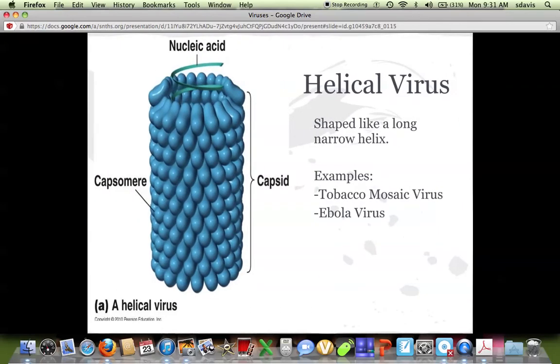So going to that second structure of a virus, there's the helical type of virus, which is long and narrow. As you can see, the capsid is long and narrow, and the nucleic acid is in a spiral shape. And two examples of this type of virus are the tobacco mosaic virus, which affects tobacco plants, and it causes a discoloration or spotting on the leaves, and the Ebola virus, which affects humans and other primates. Very, very dangerous virus, the Ebola virus.